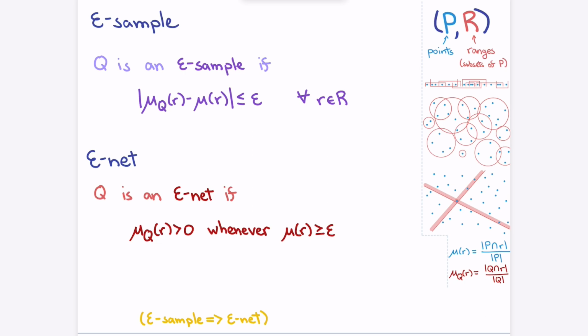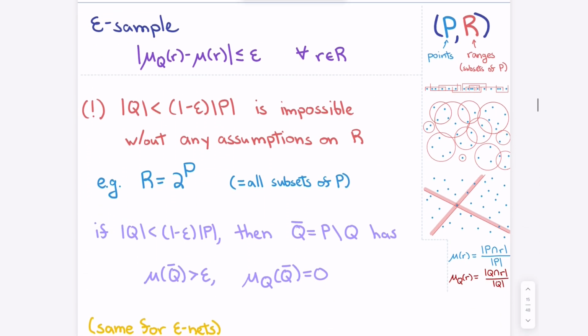And then a slightly different version that's sort of like heavy hitters is for every range that has at least 10% of the points, can I make sure I hit every single one? And the first simple observation is that if you don't have any assumption on your ranges, then you really can't do anything interesting, right? So let's say that you want to get like an epsilon sample for 10%.